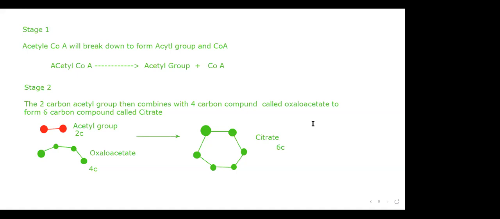Okay, children, shall we move to the next level? Okay, Vivit. All right, sir. Stage 3. So now what has been produced in stage 2? Citrate, 6 carbon citrate.